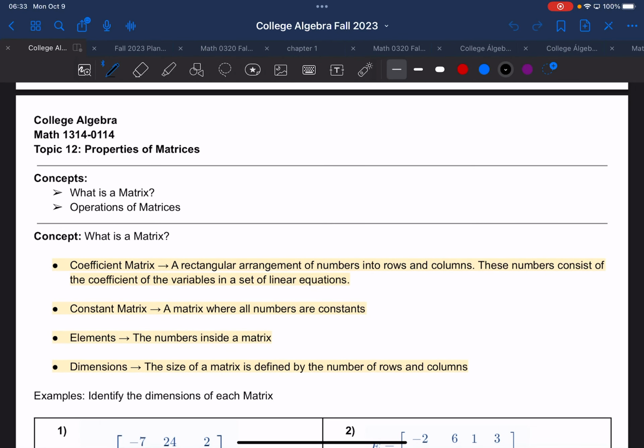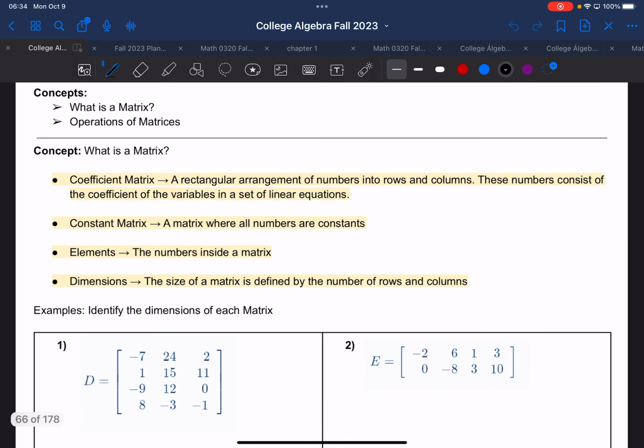Okay, so we're going to start on topic 12. Topic 12 is going over the property of matrices. We're going to go over what is a matrix, and then we're going to talk about some of the basic operations of matrices.